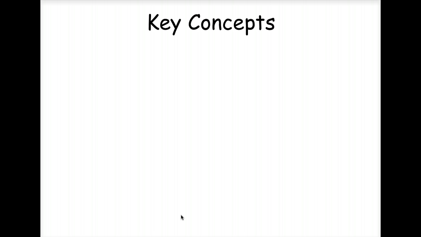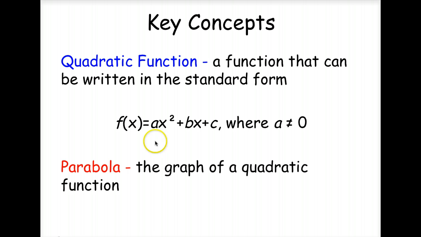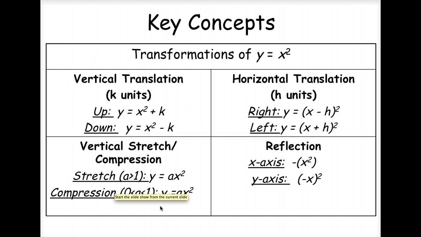Now the key concepts for this lesson: a quadratic function. It's a function that can be written in the standard form, f of x is equal to ax squared plus bx plus c, where a cannot be equal to 0. And a parabola is the graph of a quadratic function. So a parabola is shaped either like a smiley face or a frowny face. It depends on if your slope is positive or negative. You might want to study these in your notes.